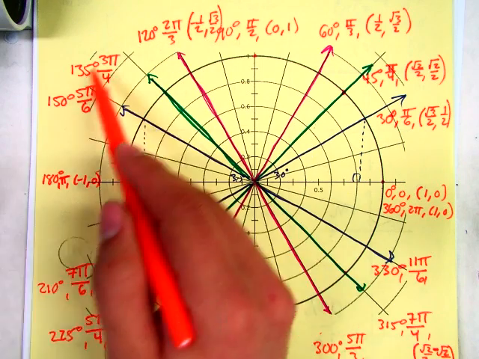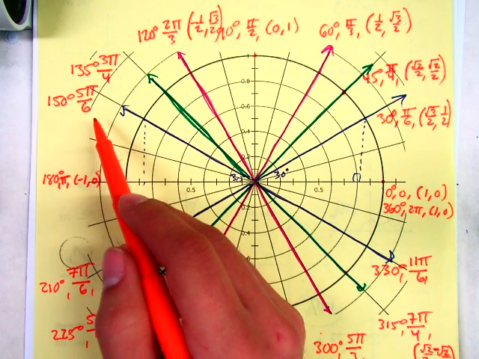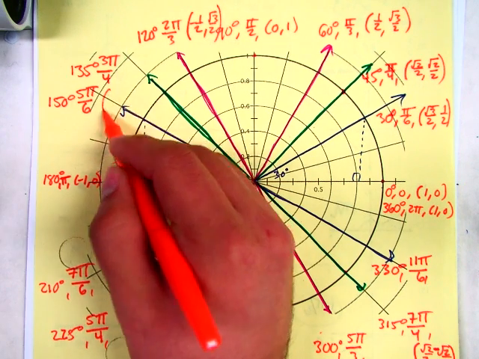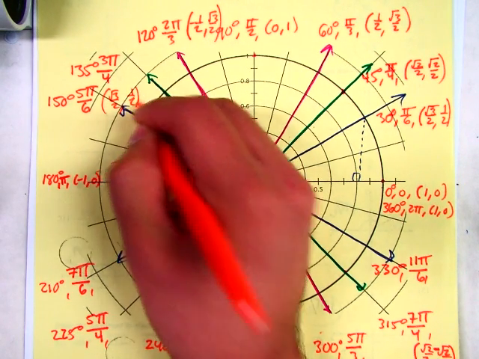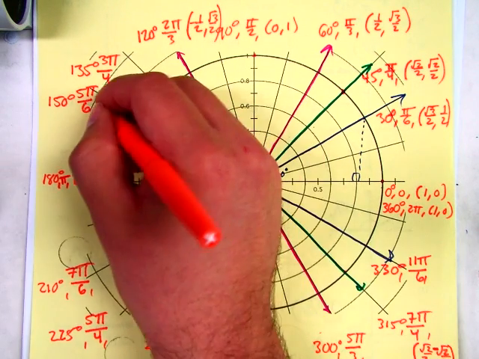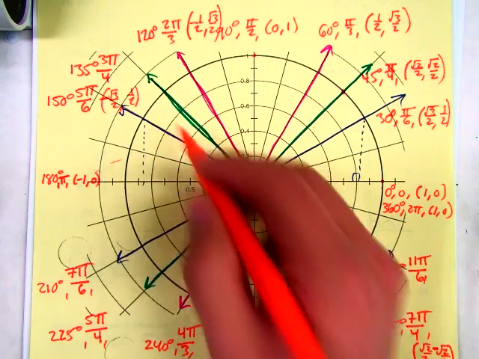Here, I'll do one with you, Kev. 5 pi over 6. What x's and y's should that have? Root 3 over 2 and 1/2. See how easy that is? Now, if we're in the second quadrant, there you go. Done. How do you know that? Because it's at the same position, just on the other side.